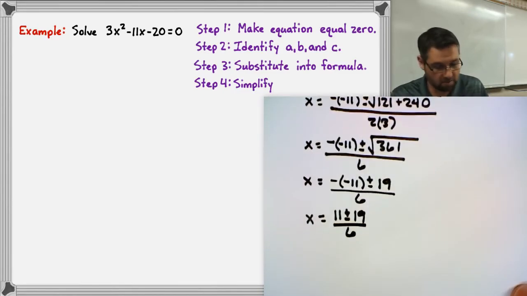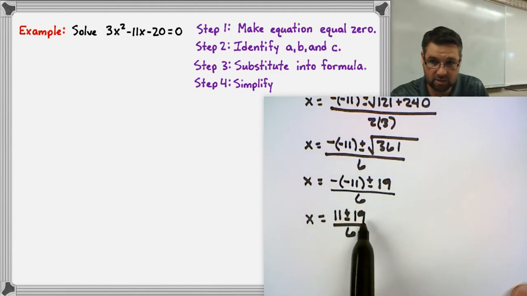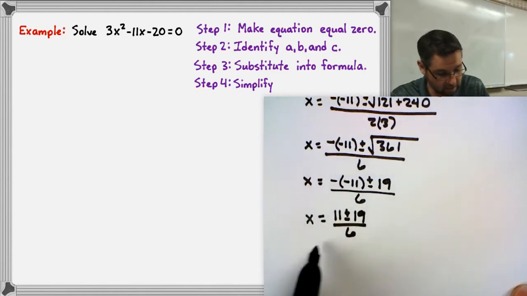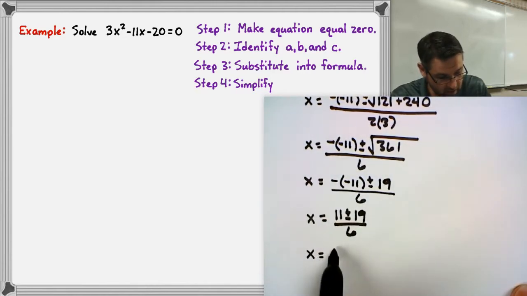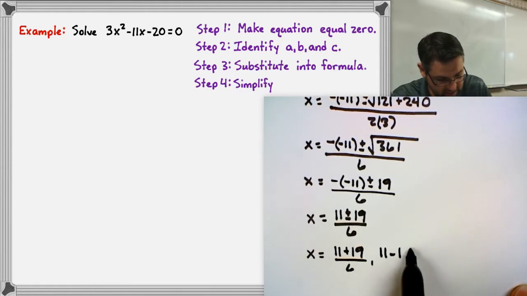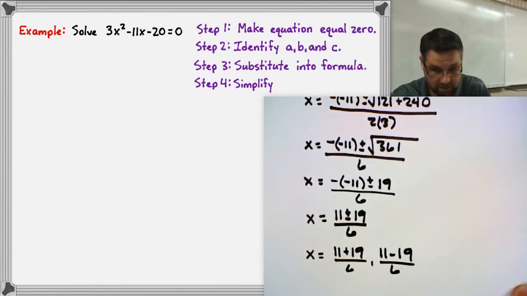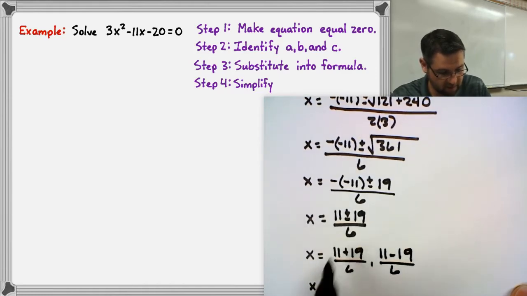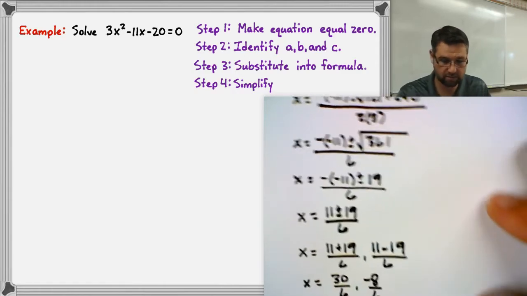Now from here, it's going to be important that we separate the answers here. We have 2 separate answers. We end up with 11 plus 19 over 6 and 11 minus 19 over 6, okay? Then we'll just simplify that. We have to simplify the top. 11 plus 19 is 30, and then over 6. And then 11 minus 19 is negative 8 and over 6.